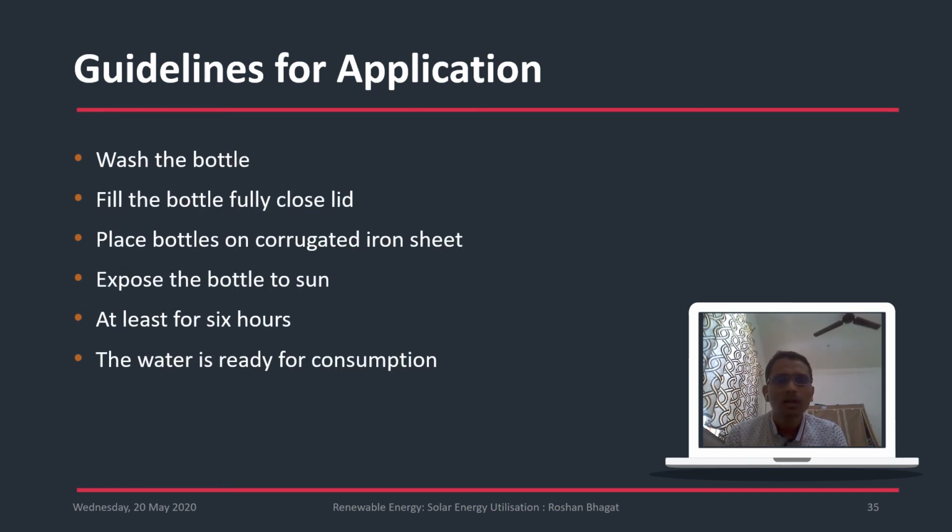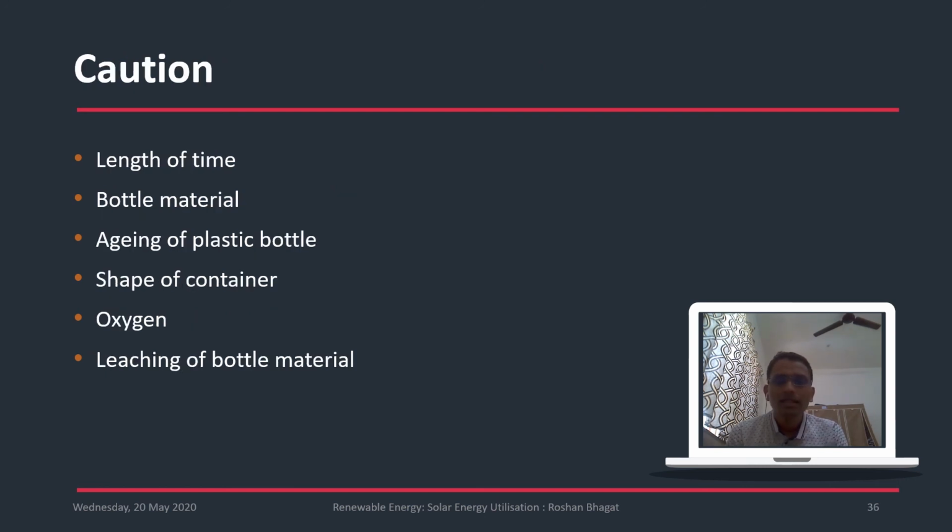Now wash the bottle, fill the bottle fully, close the lid, place the bottle onto the corrugated sheet, and expose the bottle to sun for at least 6 hours. The water is ready for consumption. So this is how the guidelines have to be followed. Caution: if cloudy conditions are there, the time required might be more.